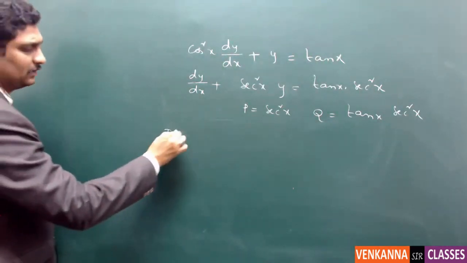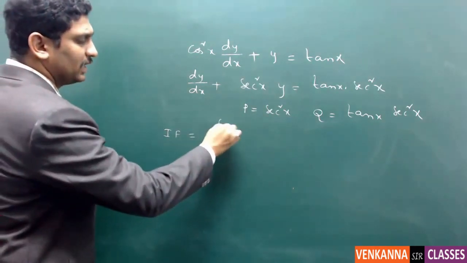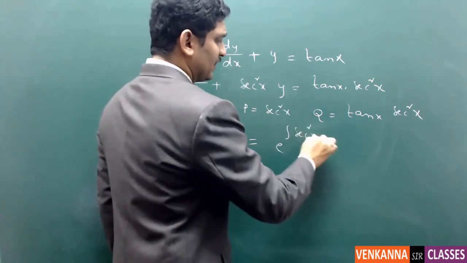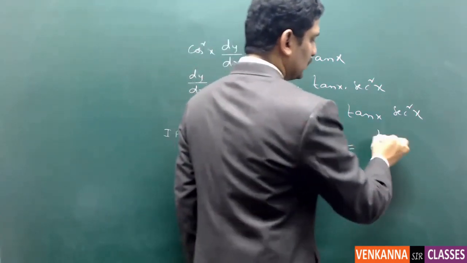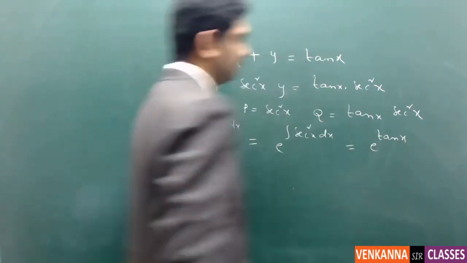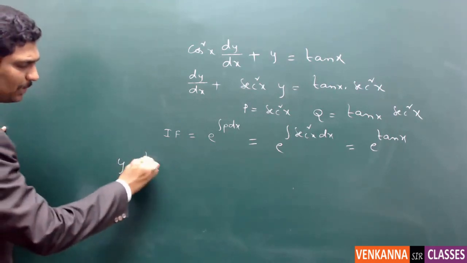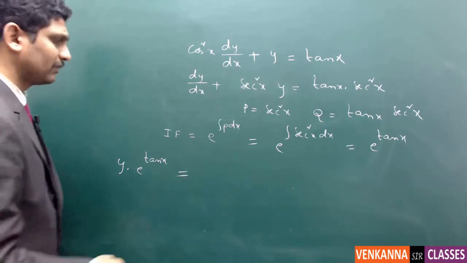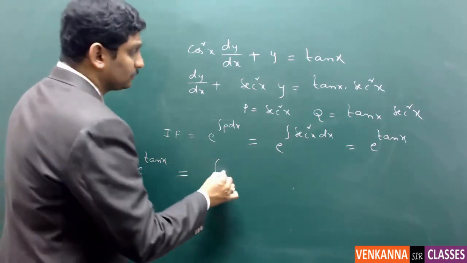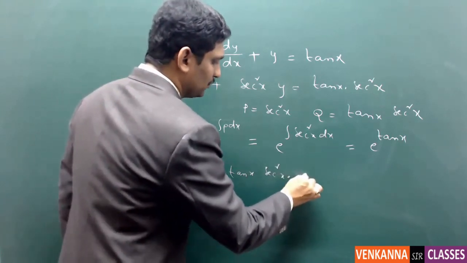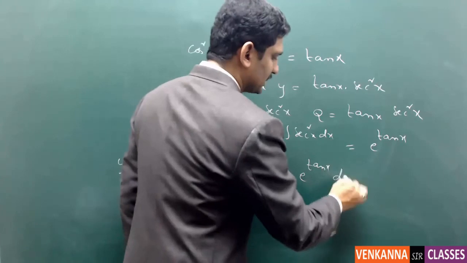So the integrating factor is e power integral p dx, equals e power integral secant square x dx, equals e power tan x. Fine. Now let us apply the general solution here. So y into e power tan x equals integral q, meaning tan x into secant square x into e power tan x dx plus c.